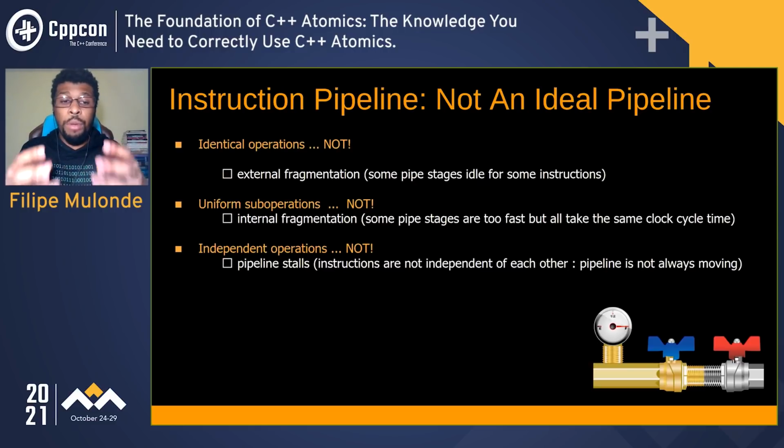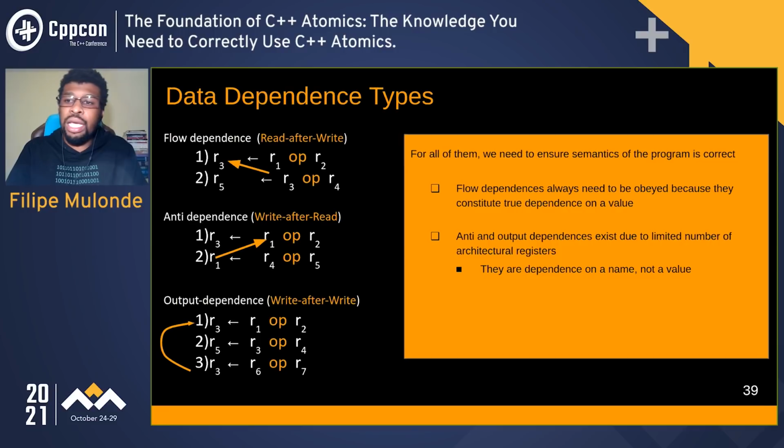Another problem, probably the worst, is that instructions are not independent. So the pipeline stalls because instructions are dependent on each other. The pipeline is not always moving. It's also important to understand data dependencies. There are 3 types of data dependencies. There is flow dependency, that's a read after a write. Here, the first instruction is writing to register number 3, and the second instruction is reading register number 3. So here we have a true dependency, because the second instruction cannot execute until the first instruction completes, because it needs the value that will be written by instruction number 1.